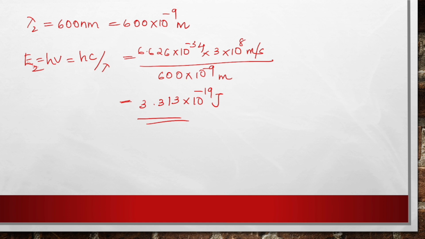Now just find the ratio of E1 and E2. E1 by E2, you will get it as 2. E1 value divided by E2 value will be 2. So that is the answer. Just compare the energy values of E1 and E2. E is equal to h nu, which is equal to hc by lambda. That is the equation you need to solve this question.